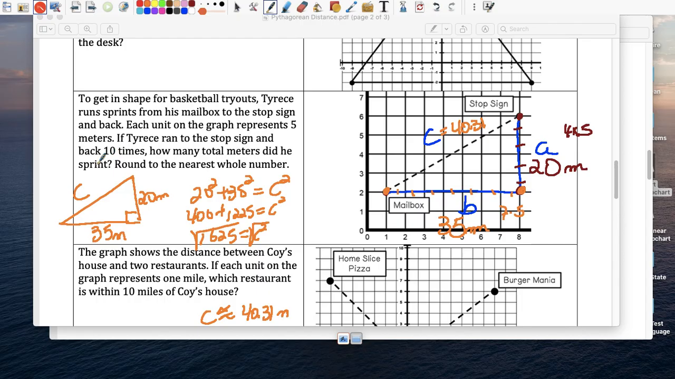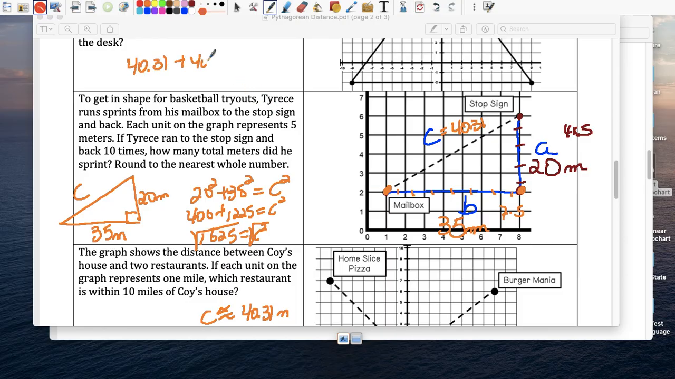He went to the stop sign and back 10 times. So he did, going to the mailbox and then coming back to the stop sign. That's 1, which means he did 10 round trips. So he's at the mailbox, goes to the stop sign, that's 40.31, and then comes back. That would be 80.62, if that counts as 1, and he repeats that 10 times.